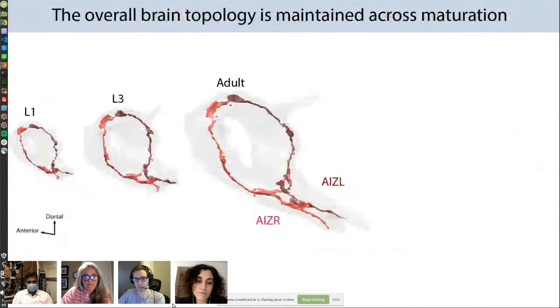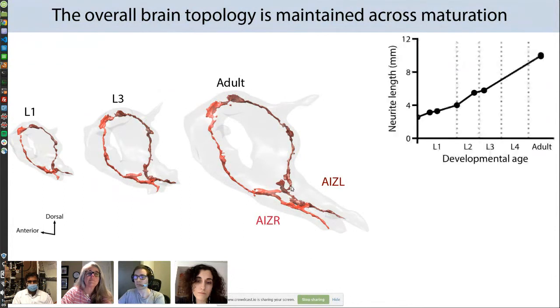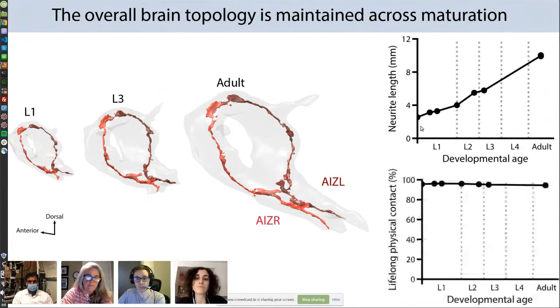So you can quantify this by looking at individual cells, such as here's the cell called AIZ, which has a left and a right pair. And we can simply measure the length of each of these neurites, as well as the physical contact area between them. So the total length of all neurites increase about 5-fold throughout the entire brain. And this growth is proportional, such that the physical contacts between cell pairs are mostly persistent throughout life.